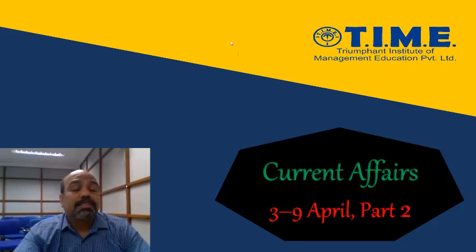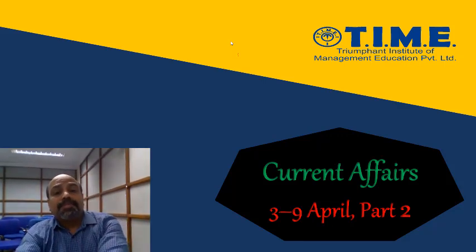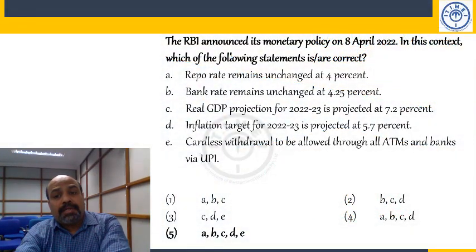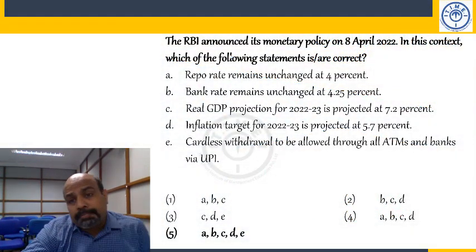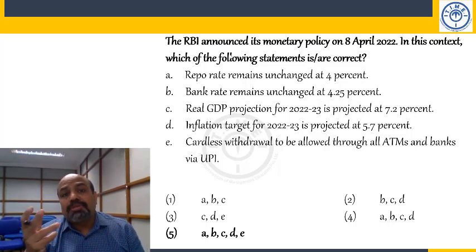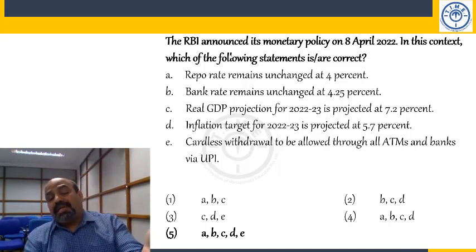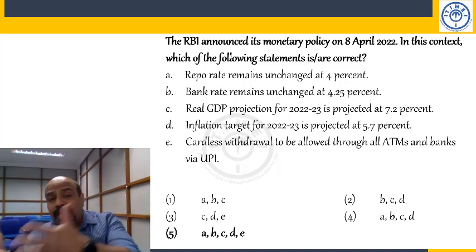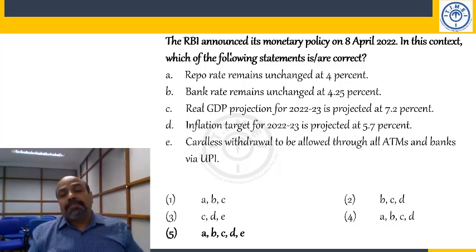Hey guys, let's discuss the second part of this week's current affairs. Here's the first question, and this is about the monetary policy that was announced recently. The details are mentioned on the screen for you. I'm going to discuss these points here, but more importantly, I'm going to take you through the highlights of the monetary policy. In light of what has the RBI announced these measures?